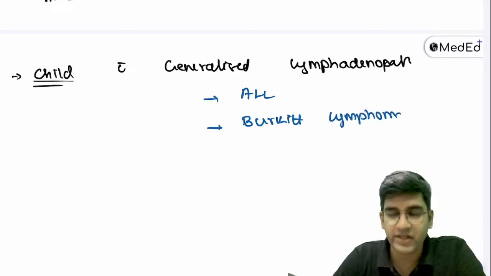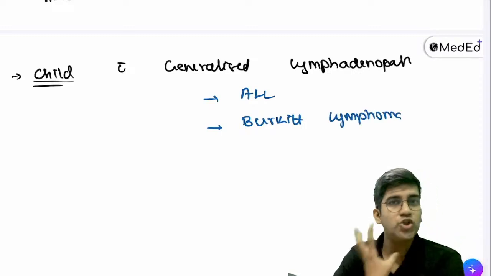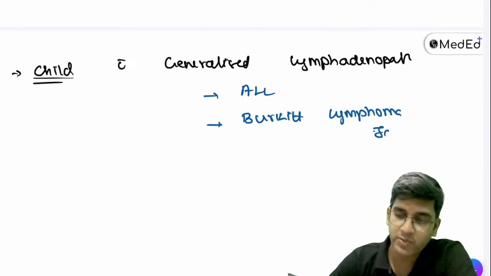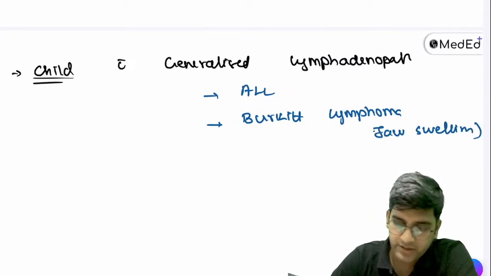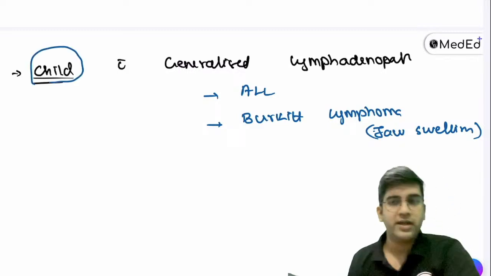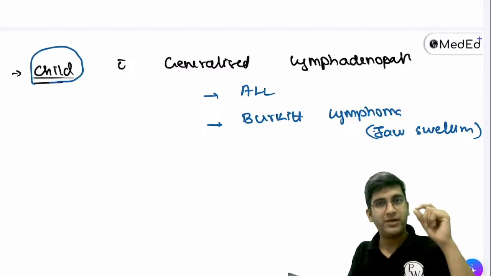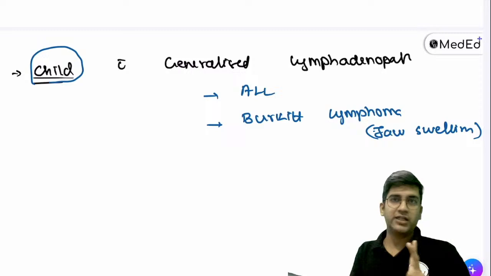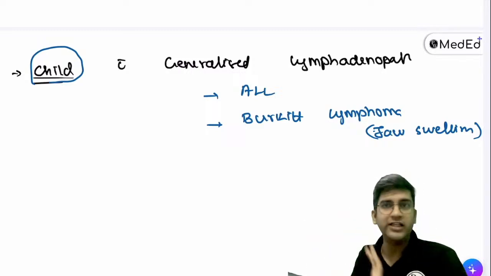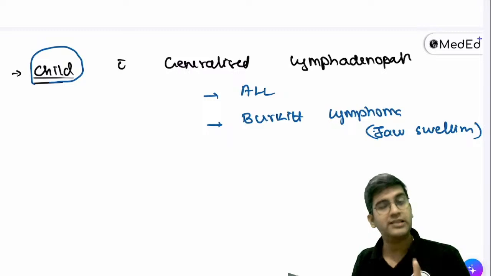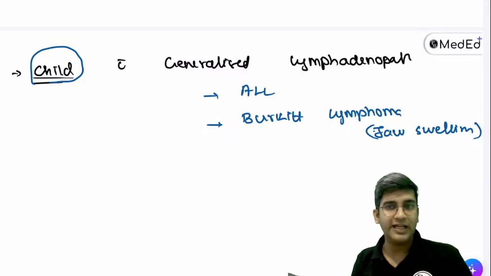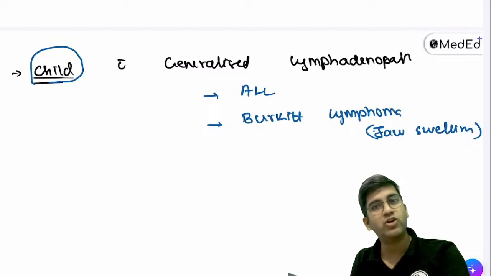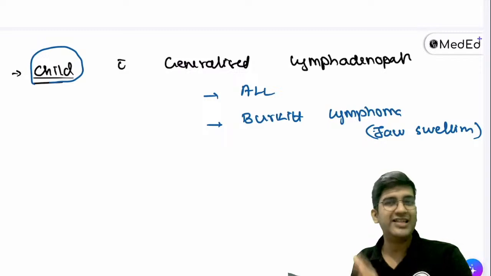What will be the history for Burkitt's? Jaw swelling, right? Burkitt generally will be a jaw swelling. Why I'm emphasizing Burkitt's also here is age. Hematological neoplasm, which can happen in children, is only ALL and Burkitt. Nothing else will happen in a child. Everything else is an adult or elderly only, right? Remember this, nothing else happens in children except for ALL and Burkitt. There's a subtype of AML called AML M7 which can happen, but very rare, right?